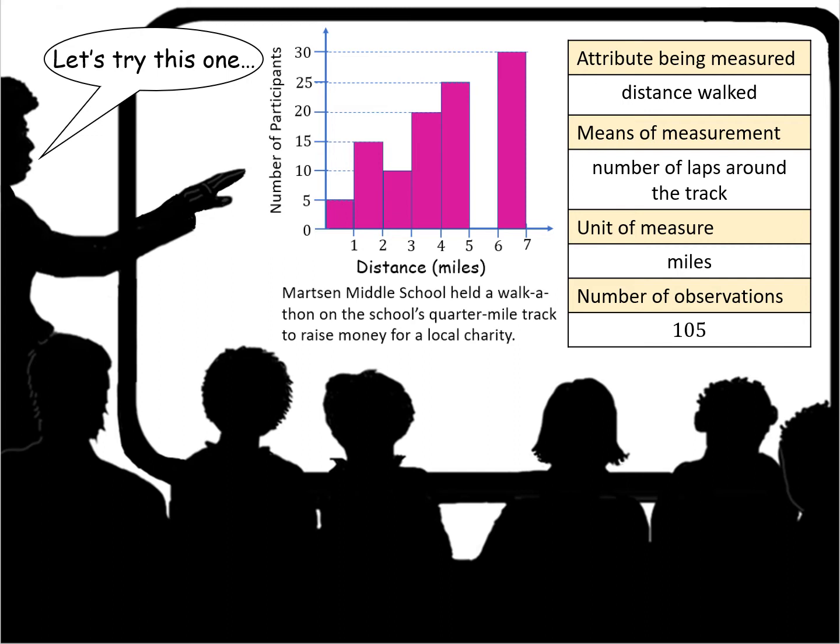When reading a histogram, you look at the y-axis, which is the frequency, so that's the number of participants right here, up and down. And so you see 5, 15, 10, 20, 25, and 30. You add all that together, and you'll get 105 observations.